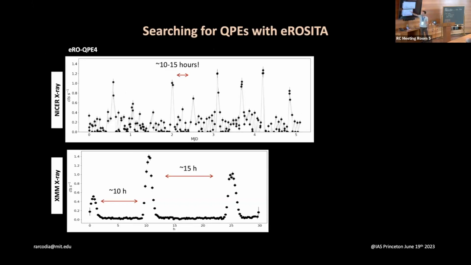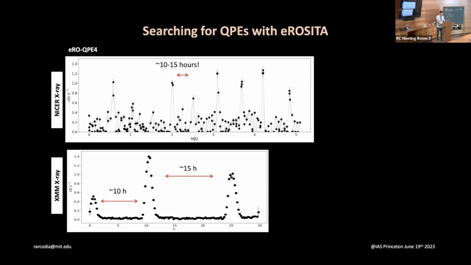repeat every 10-15 hours. This is XMM, again 30 hours, so the longest observation you can take with XMM. And still, it only gave us 3 bursts. Separation of 10 hours and 15 hours. You can already see the well-behaved QPs are not necessarily common, if we want to call them well-behaved in terms of regularity of the separations and the amplitudes. This is potentially varying in terms of amplitude and recurrences.